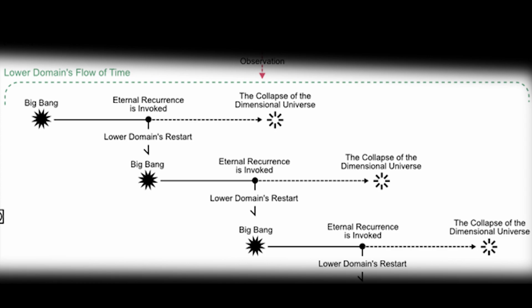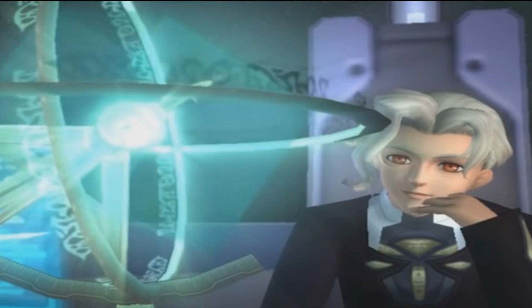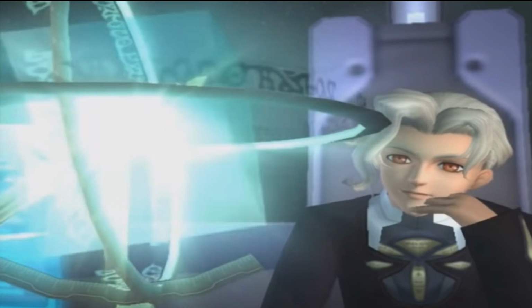However, as he himself is part of the lower domain, his memories of this process are also lost when the universe restarts. Because of this, after every cycle, he has to regather all the information and tools that are necessary for eternal recurrence. To aid him in his role after every recurrence of the universe, he uses the Compass of Chaos and Order, which is an artifact that is pretty much part of him.